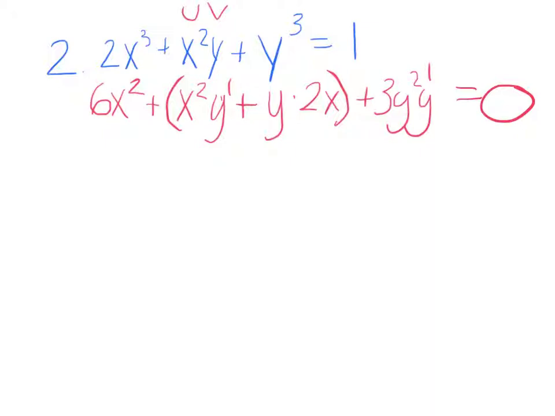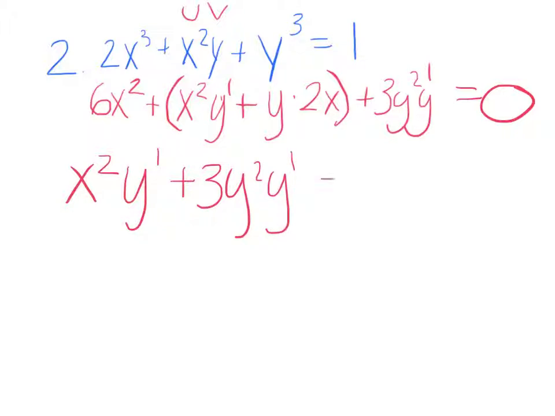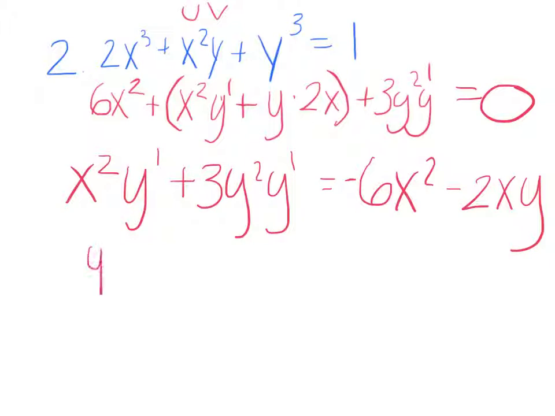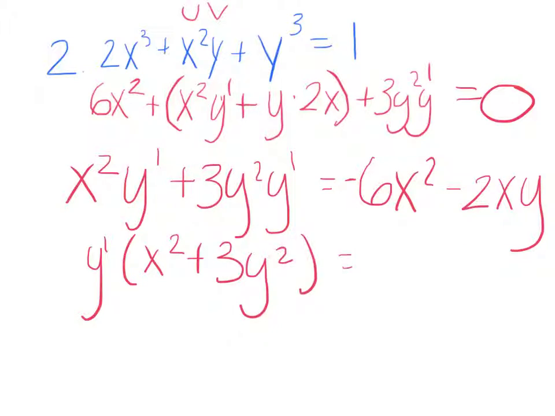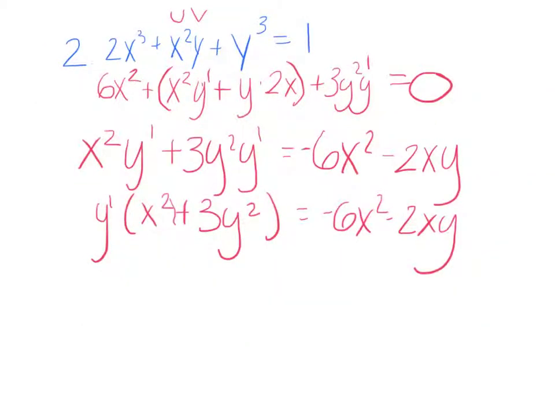So we want all the y primes on the left and all the non-y prime terms on the right. So x squared y prime is a y prime term, so is 3y squared y prime. And then the other terms, negative 6x squared, minus 2xy. Then we factor the y prime, and then divide and solve for y prime.